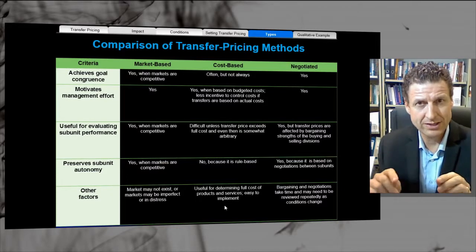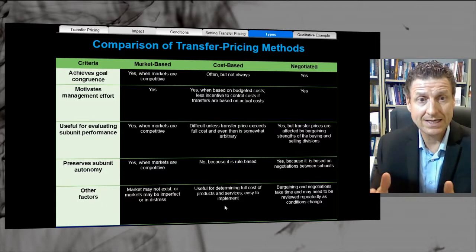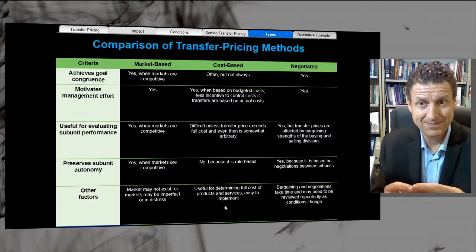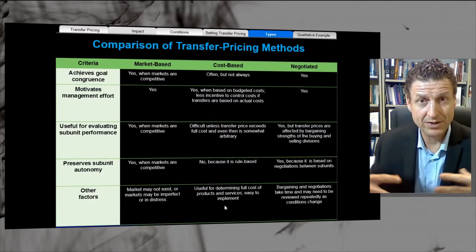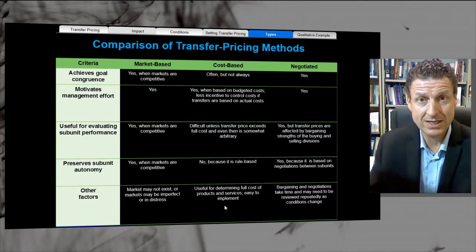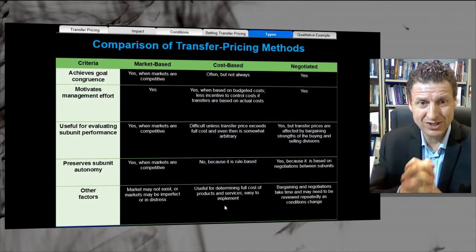What about negotiated transfer pricing? That's likely to achieve some more objectives. Yes, it can achieve goal congruence because you get two divisions, Melbourne and Sydney, talking to each other. It can motivate managerial effort because they've got to go into negotiations, they've got to fight for the value that they are transferring or fight for the value that they are paying for. So it actually gets motivation going.